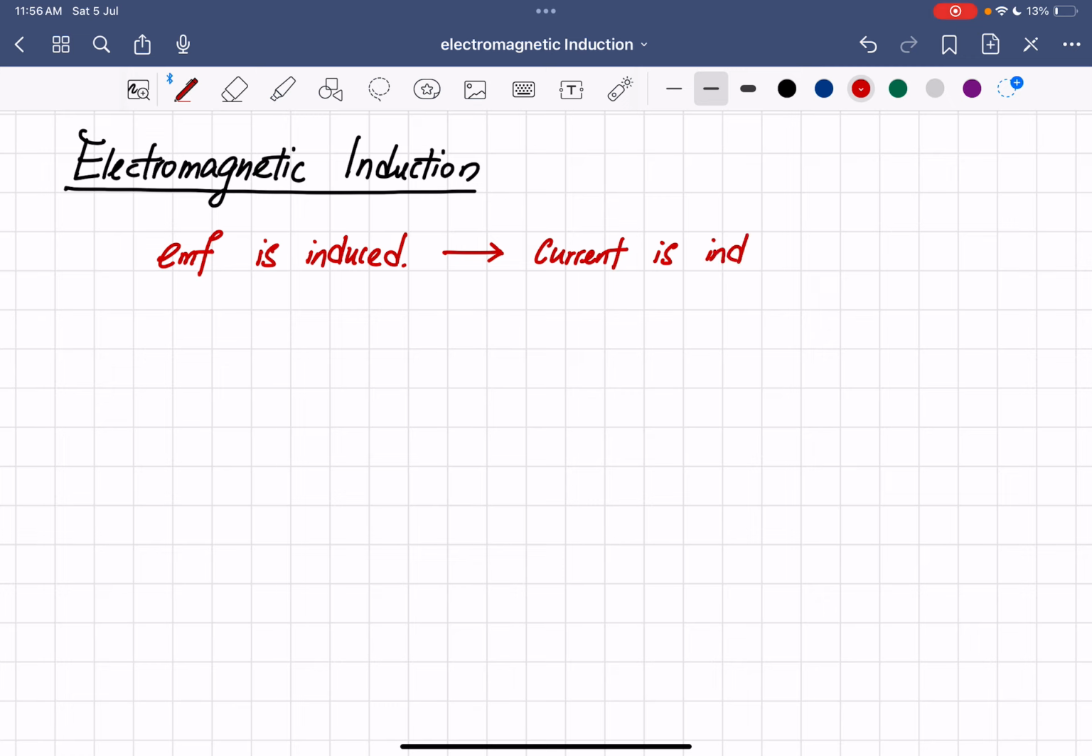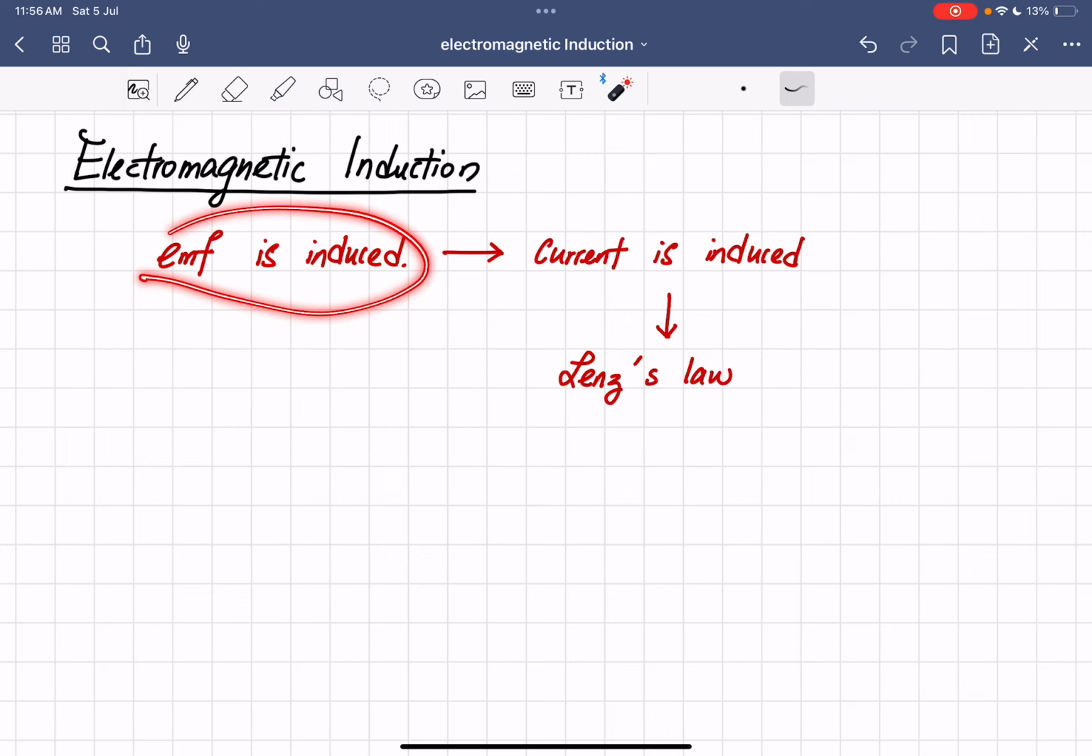And then we will be asking a question like, okay, in which direction will the current flow? So that leads to the idea of Lenz's law, which tells us that the direction of the current will be to oppose the change that causes it. So the very important starting point will be the induction of the EMF, or when EMF is induced.